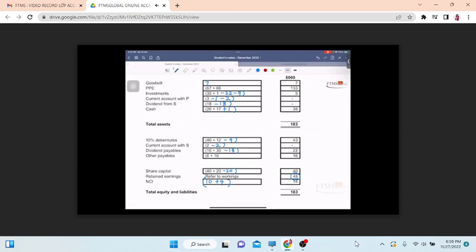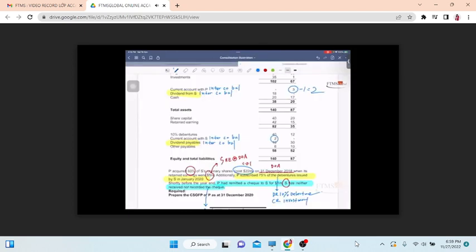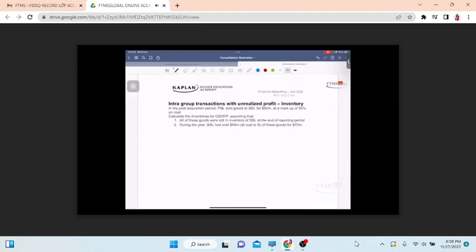Okay, right. So next, of course, is the next question. The next question is this. Intra-group transaction with unrealized profit. Okay, so we have unrealized profit.